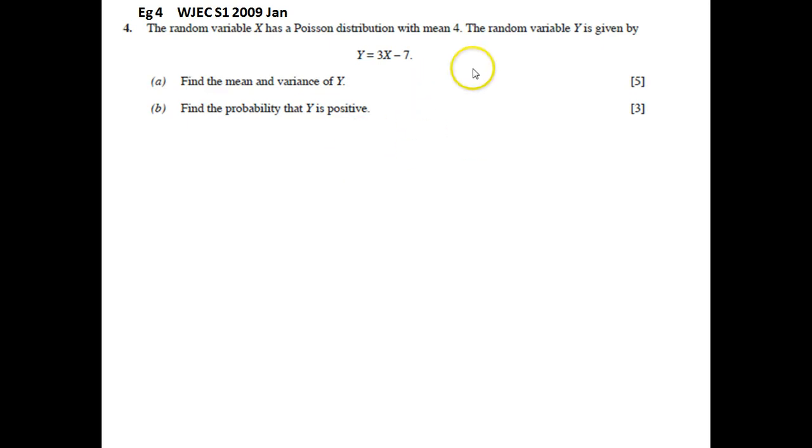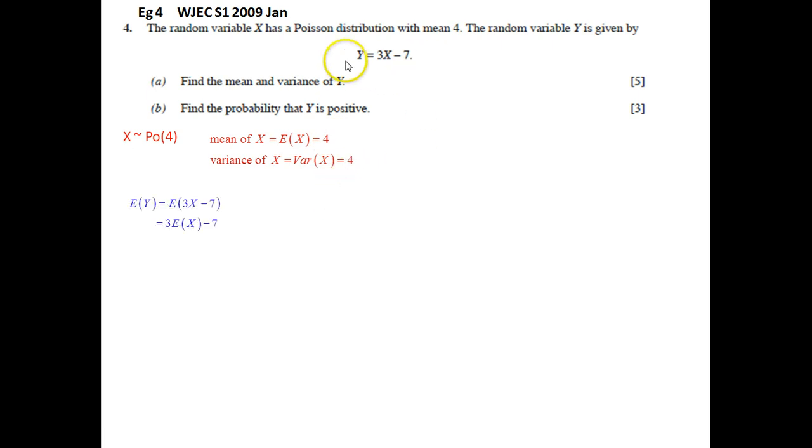So we're asking about y, but we're given x. We know that x is Poisson distributed with mean 4. That means lambda is 4, so the mean is 4 and the variance is 4. We have a combination here from a previous video. You should know that we can take the expectation in, so we have 3 times the expected value of x minus 7. The expected value of x is 4, so it's 3 times 4 minus 7, which is 5. So the expected value of y, the mean of y, is 5.